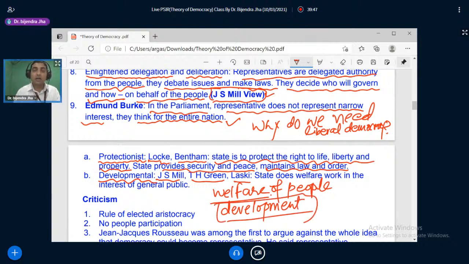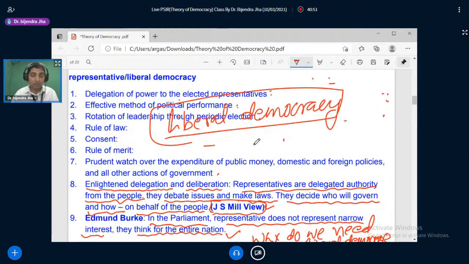Development of the entire domain of life is very necessary, like education, right? Promoting and providing education is a task of the government. To provide education, health, and security; to provide quality of life and employment; to eradicate poverty, reduce inequality, and reduce social injustice. All these authors talk about the developmental state, developmental democracy. So there are two variants of liberal democracy: one is protectionist and the other is developmental. Now come to the criticism of liberal democracy.